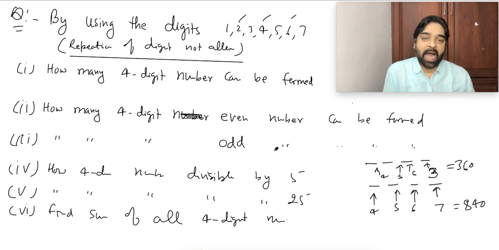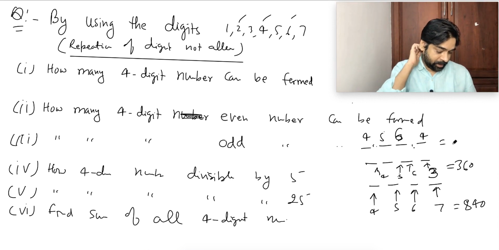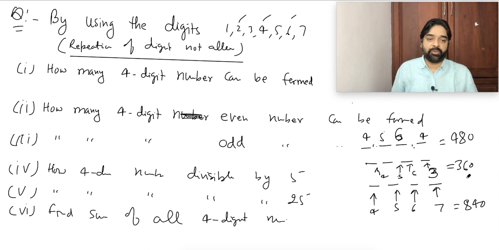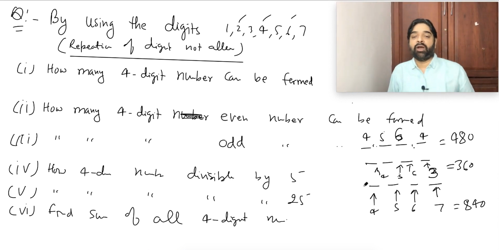Odd numbers they are asking. Either you do it fresh, or, as all of you know, a number will be either even or odd, so you can do the total minus this. Or let's do it fresh. This place can be filled in how many ways? 1, 3, 5, 7, so 4 ways. Then 6 ways, 5 ways, and 4 ways. So the total will become 480. Yes, correct. So 480 odd numbers will be there.